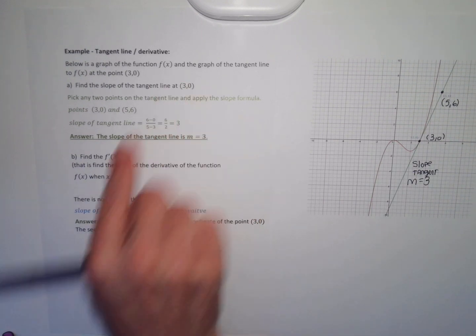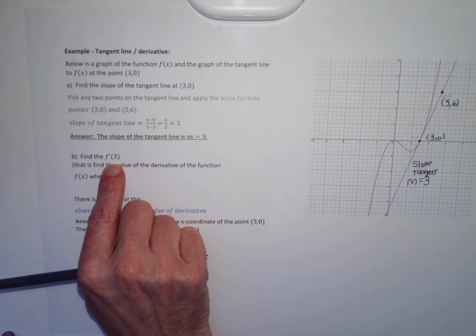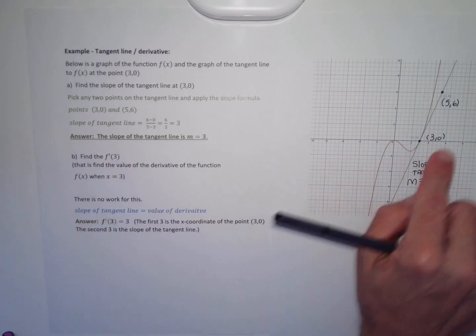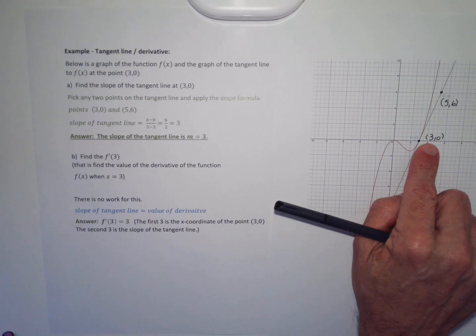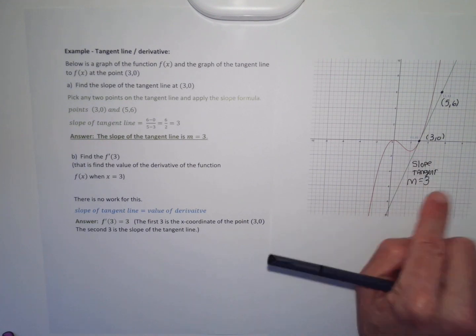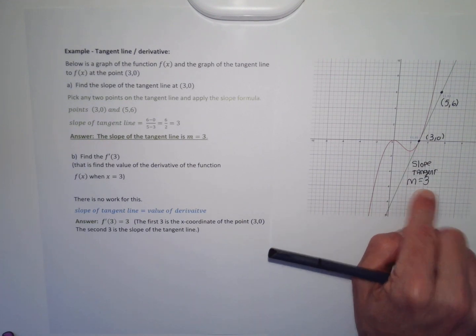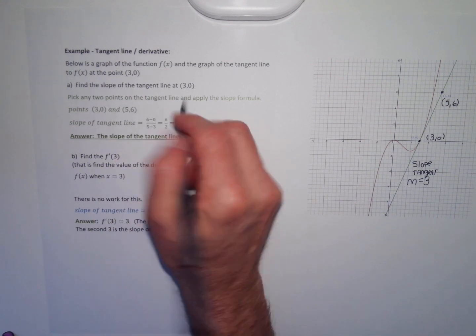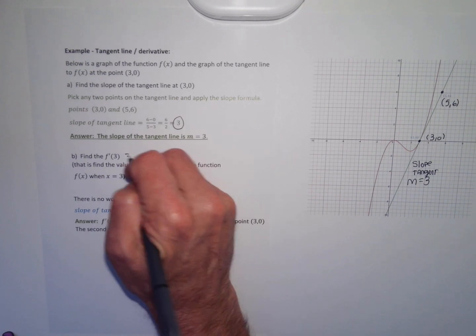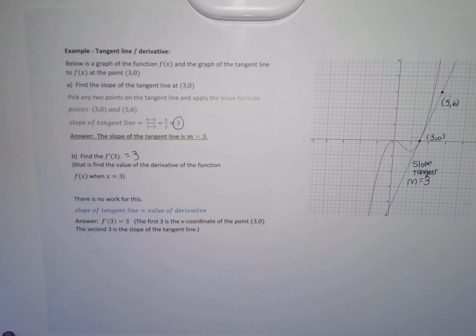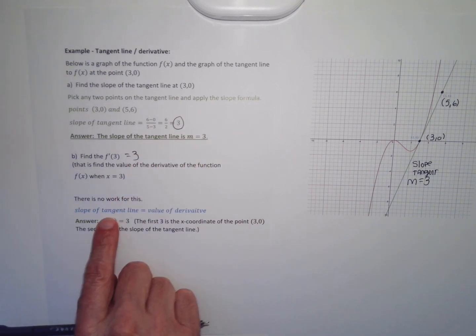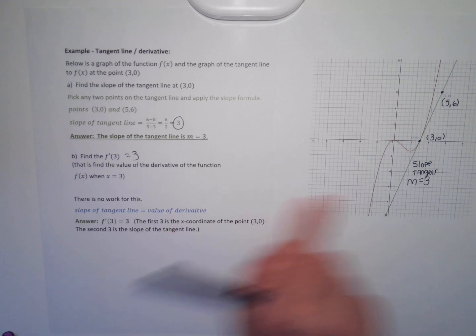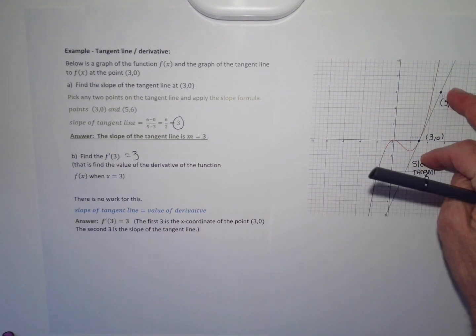If I said find the value of the derivative at 3, that's the same as the slope of the tangent line. Because the x-coordinate of this is 3, the slope of the tangent line at the point (3, 0) is the same as the value of the derivative at x equal to 3. And specifically, it's 3. There's no work for this. Slope of a tangent line is the same as value of a derivative. I drew a tangent line, I found its slope.